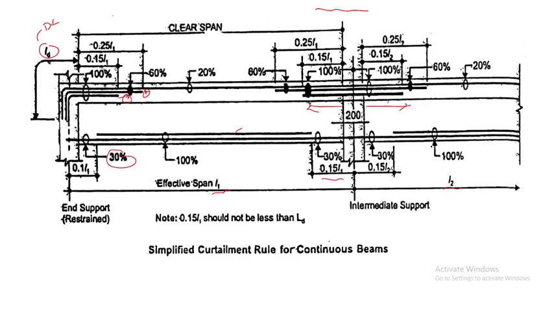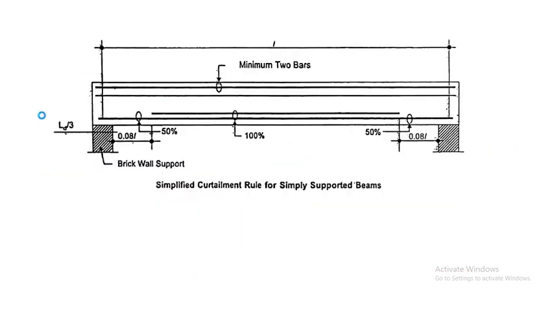So you have to remember all these things, see this sketch, and remember the very important points by seeing this sketch. Okay. Next, the simplified curtailment rule for the simply supported beam. This is for a simply supported beam. Minimum 2 bars you have to provide here. How many? Minimum 2 bars. This is L, and at the bottom 0.08L, this one, right? And this is 50% and this is 100%.